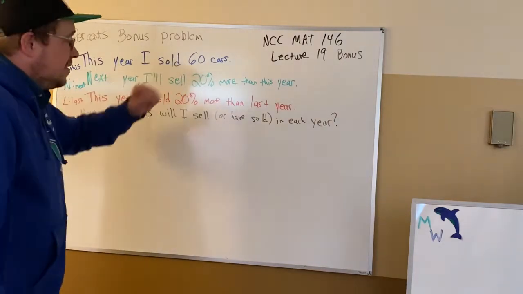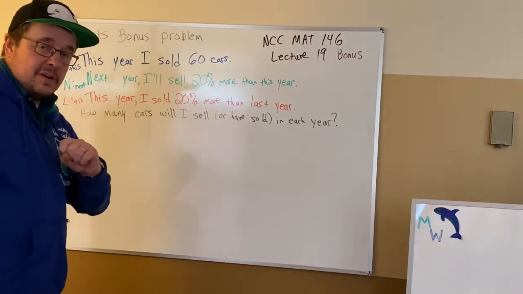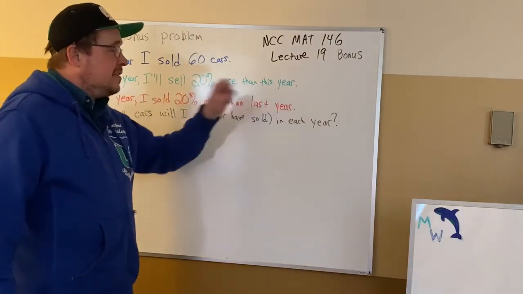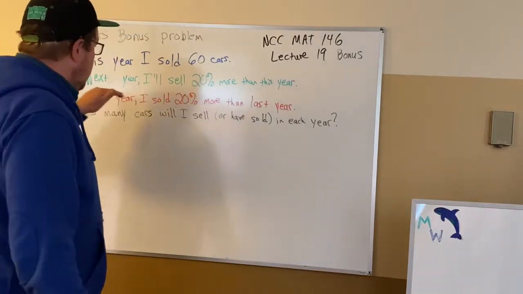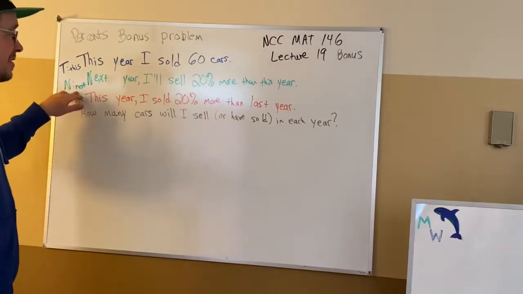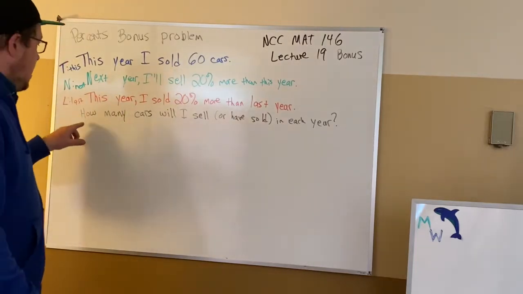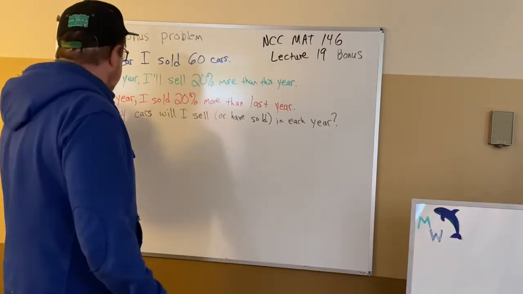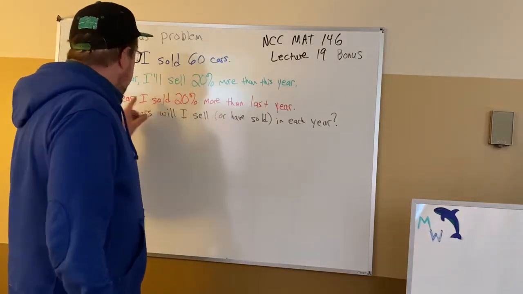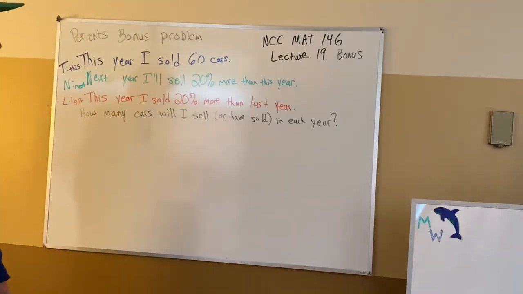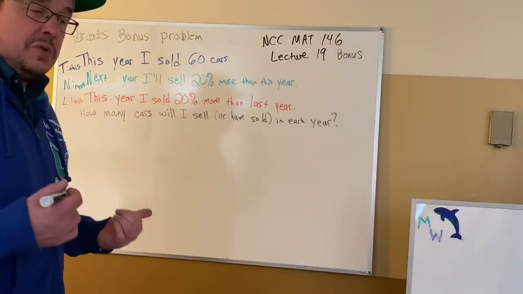This year I sold 60 cars. That's the one number that I know to get started with. Next year I'll sell 20% more cars than this year. So when I go to the green and I start putting in N for next, we'll be looking to do 20% more. This year I sold 20% more cars than last year. I don't know how many cars I sold in each of the years. This is two different problems.